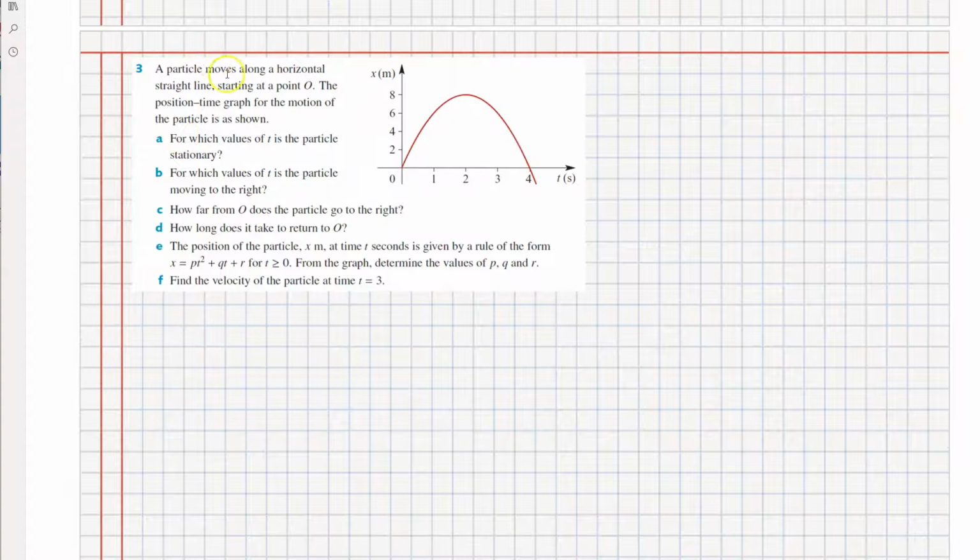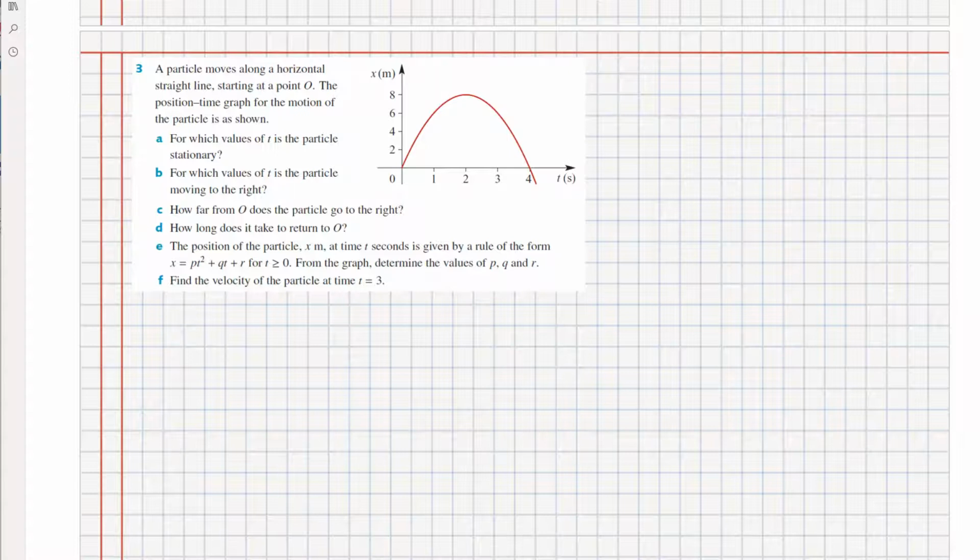A particle moves along a horizontal straight line starting at point O. The position/time graph for the motion of the particle is shown to the right over here. So have a look at some sort of parabolic function there. So for part A, it says, for which values of t is the particle stationary? Now, what does that mean? Well, it's a case of when is it not moving?